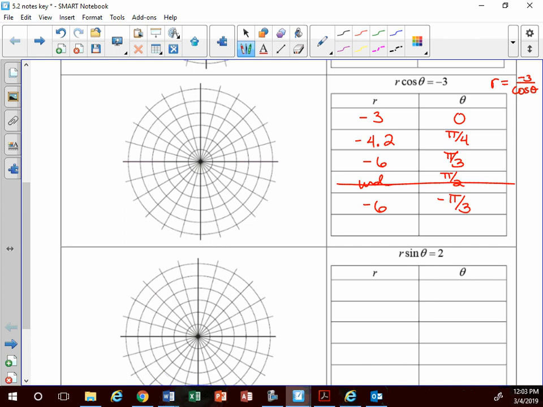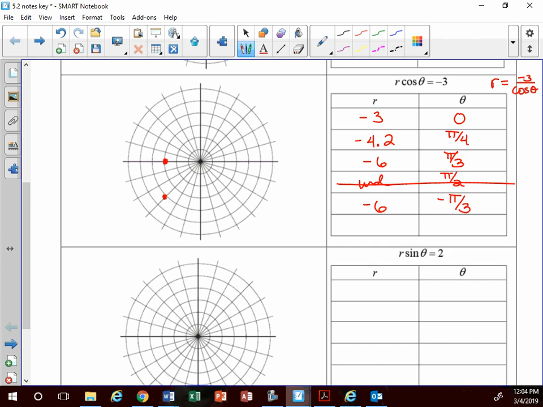All right, so let's plot them. My radius is negative 3, my angle is 0. So there you go, we got a dot. Now my radius is negative 4.2, so I'm going to the left, and I have to travel pi over 4. So which quadrant does that put me in? Good. 1, 2, 3, 4 in the middle.